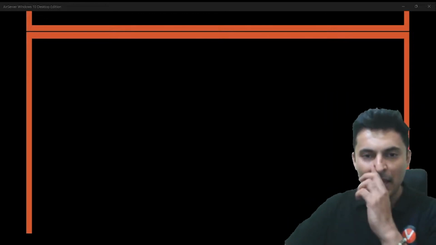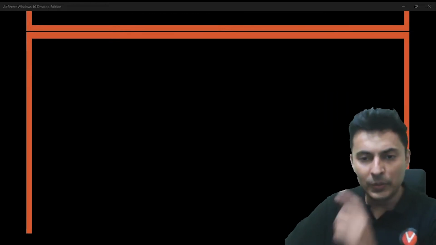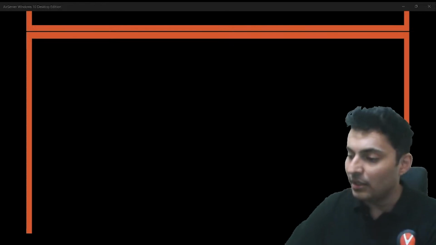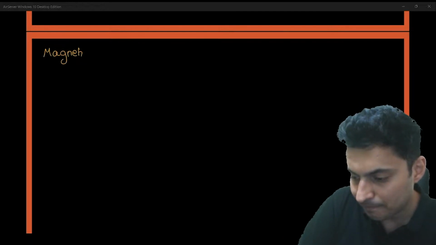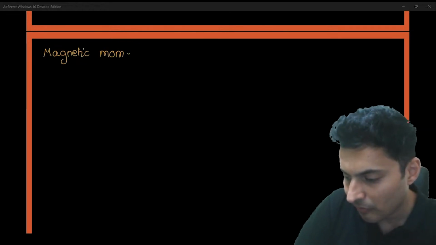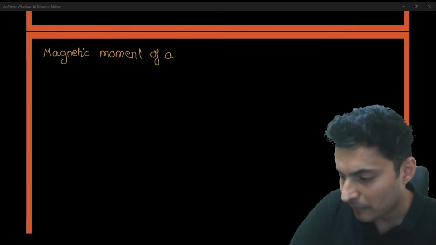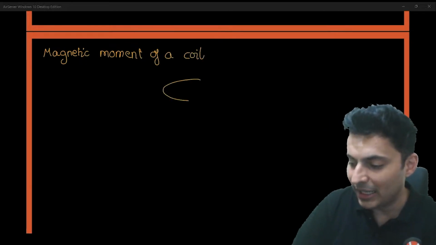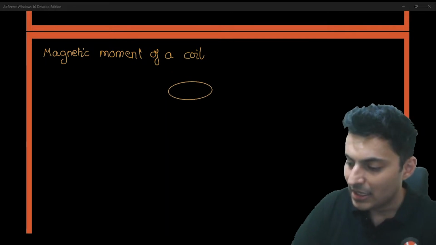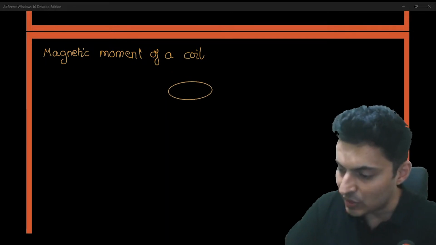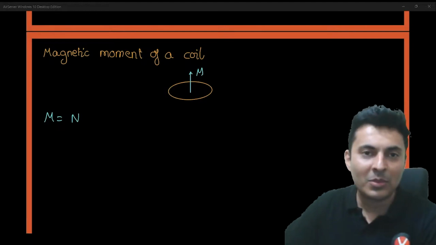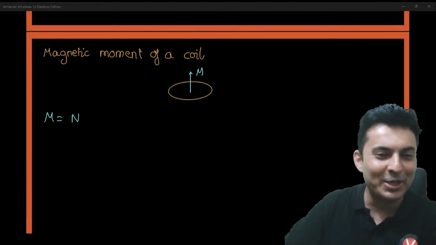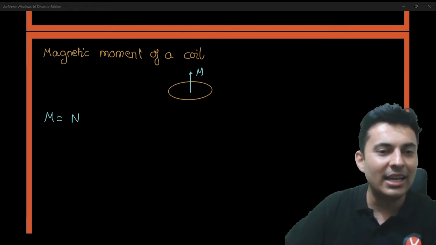Okay, moving on. Next is the magnetic moment of a coil. If you take a coil like this, it has its own magnetic moment. And the formula for that, remember, is N I A.